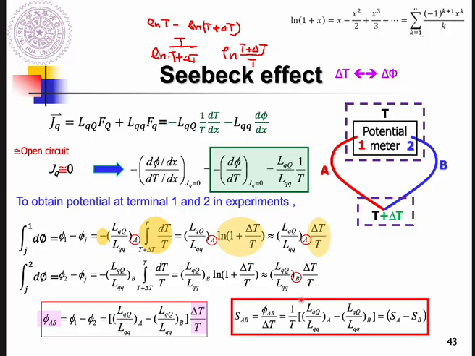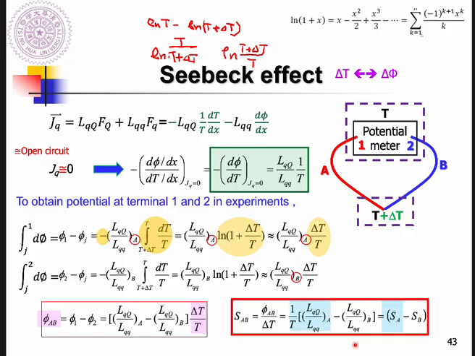And just copy the rest of the terms. And S_AB is the Seebeck coefficient of A with respect to B, so it can be written as S_A minus S_B. So this implies that this is S_A, and this is S_B. This is S_A.